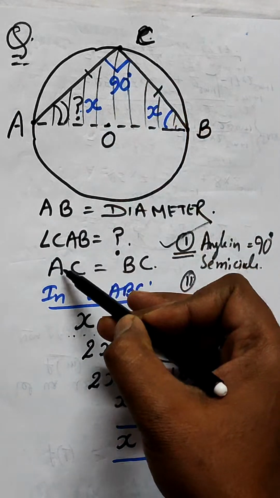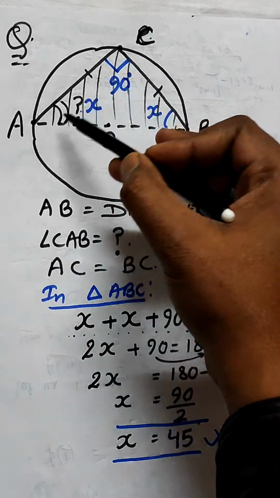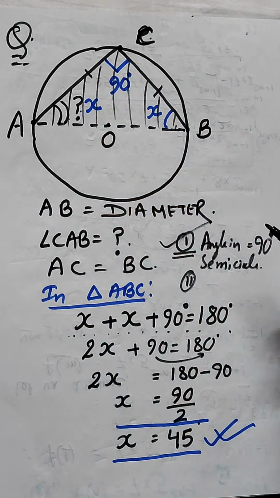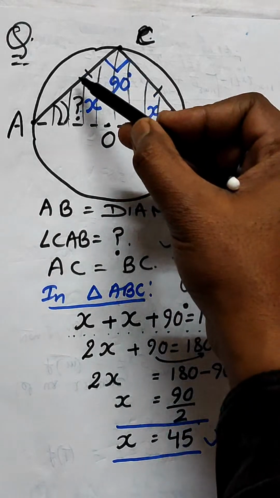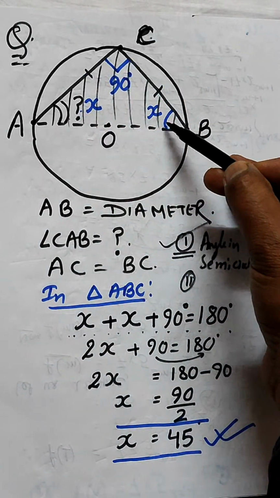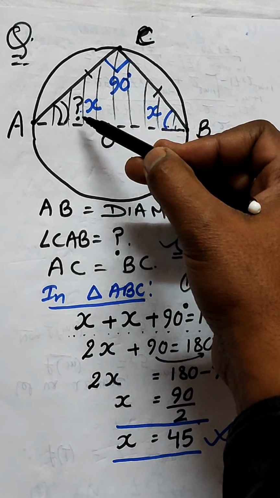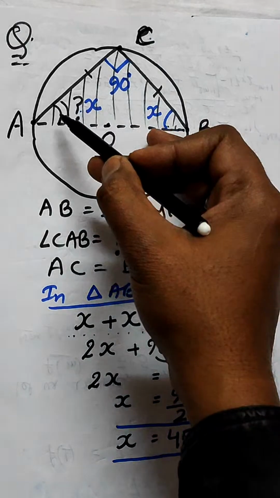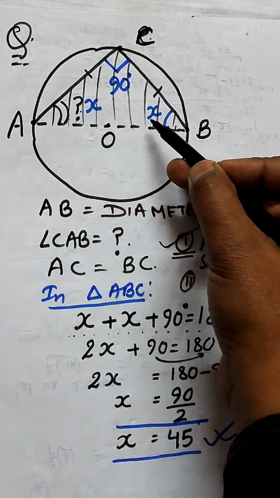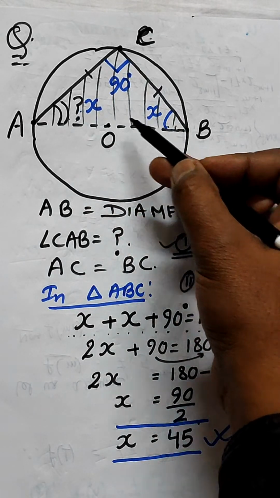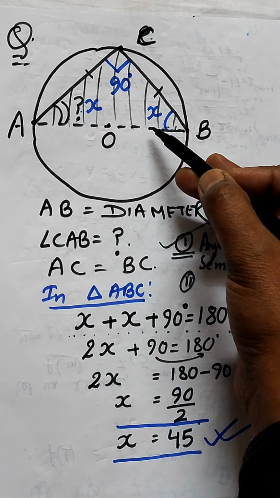So if AC is given as equal to BC, then angles opposite to the equal sides of a triangle are always equal, right? So if AC equals BC, then the angle opposite to AC is this one, angle B, and the angle opposite to BC is this one, angle A. Then angle A will be equal to angle B. So if angle A is equal to x, then angle B will also be equal to x, right?